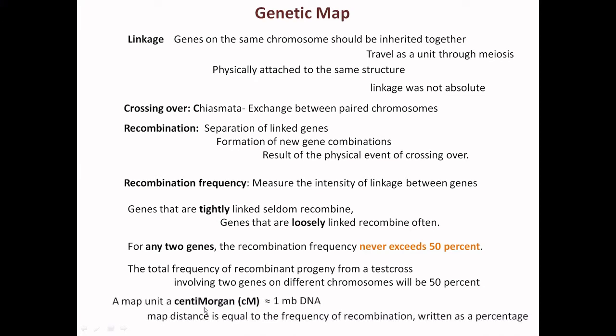Then a map unit, we have discussed in the previous one, 1 centimorgan is equal to almost, in the physical map, almost 1 million bases of DNA. So map distance is equal to the frequency of recombination written as a percentage.